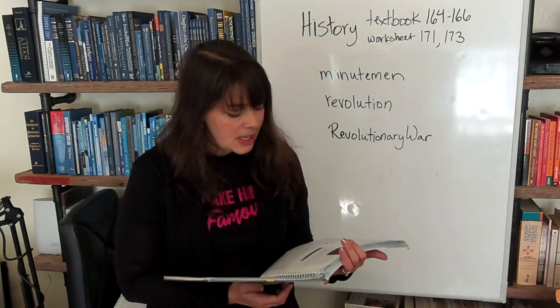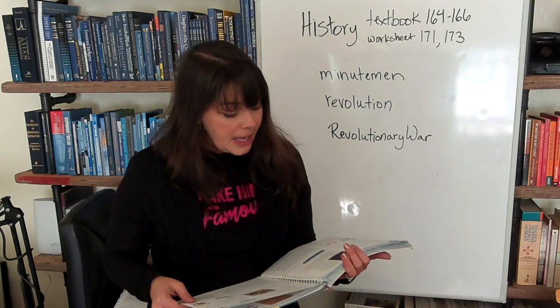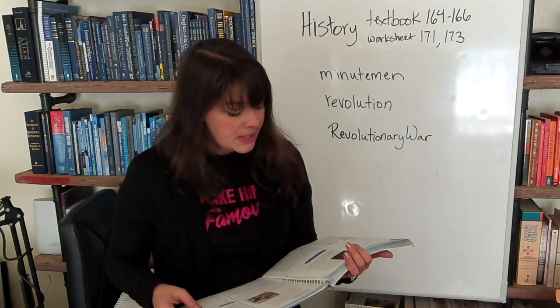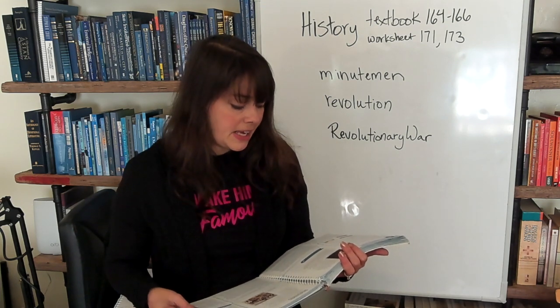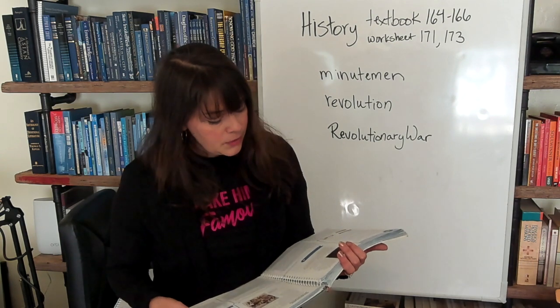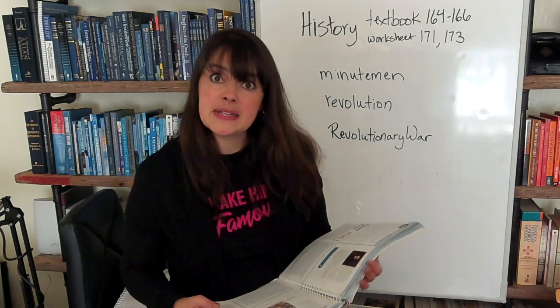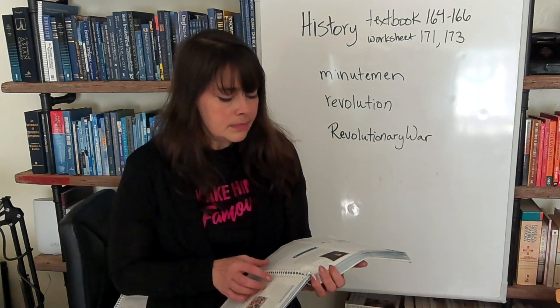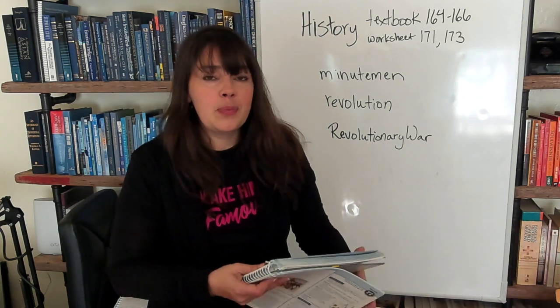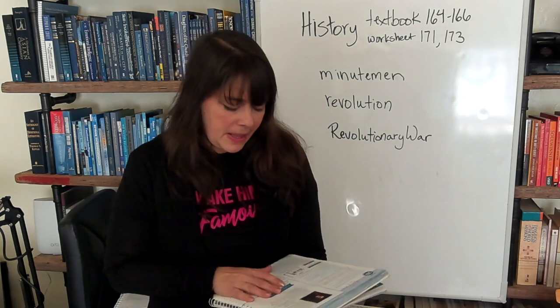Some colonial leaders had begun to speak out about war. Patrick Henry, a lawyer and a patriot from Virginia, made a famous speech. "We must fight," he said. "I know not what course others may take, but as for me, give me liberty or give me death." So that's a famous thing that he said. A lot of people heard him and they felt really inspired by that.